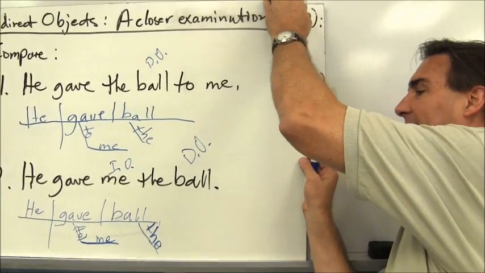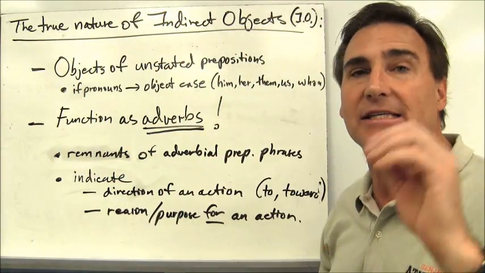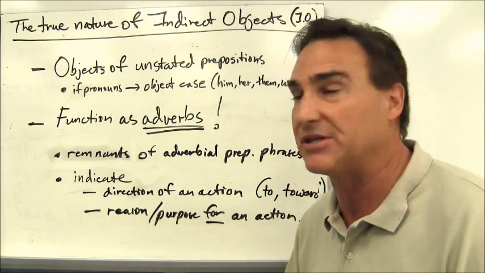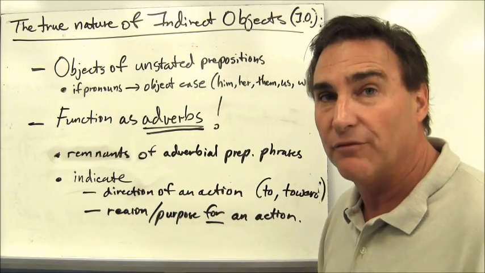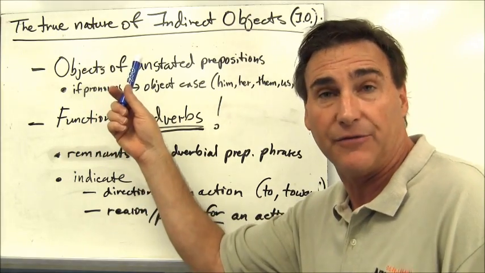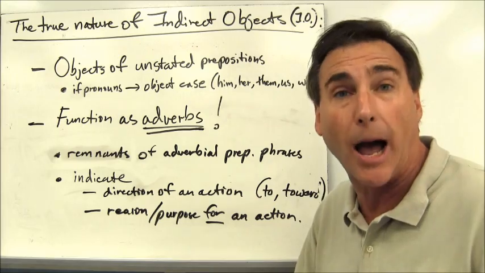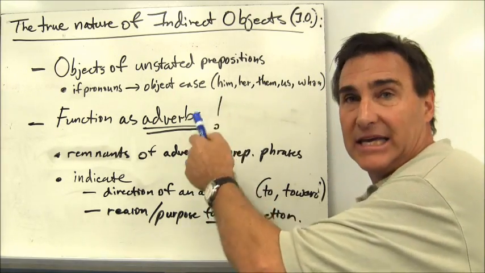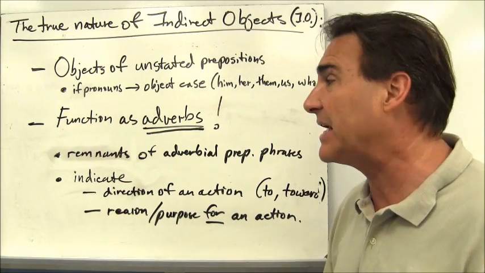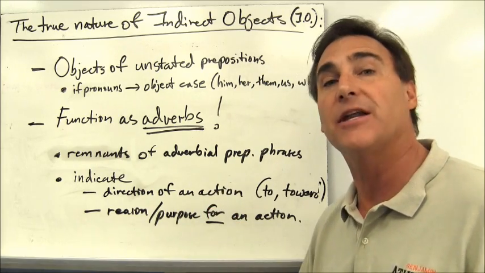But what's really going on here? I mean, what is that all about? Well, the true nature of indirect objects is that they themselves are the objects of unstated prepositions. They're left over from what used to be a prep phrase. Therefore, by the way, since they're objects, if the indirect object happens to be a pronoun, it needs to be in the object case because it's the object of a preposition. Him, not he, her, not she, etc. They function as adverbs. Why? Because they're the last remnants of an adverbial prep phrase that has been shortened.